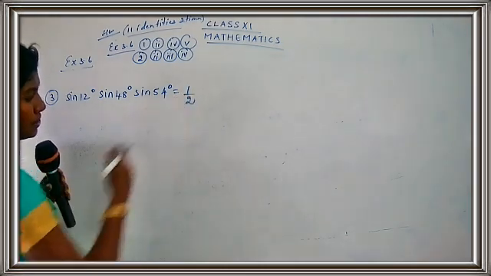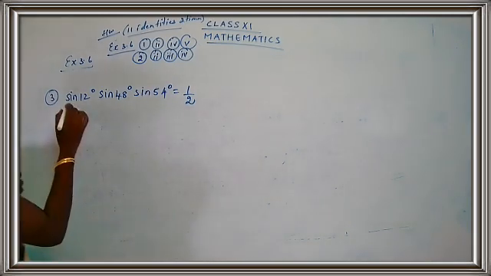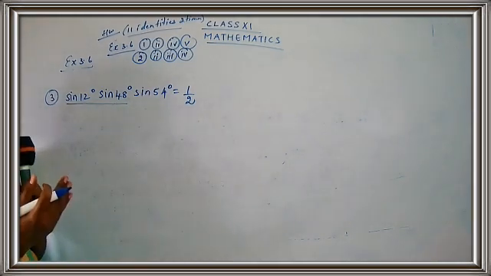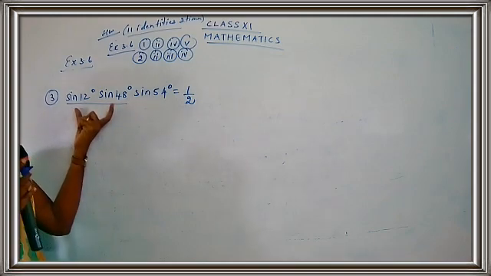Have you taken down the question, children? Do the sums along with me. So sine 12 degree, sine 48 degree, sine 54 degree is equal to 1 by 8. So you have to show LHS is equal to RHS. So we are going to start with the LHS part. What I'm going to do is take the first two products together and keep the third aside. So first let me simplify the first two.